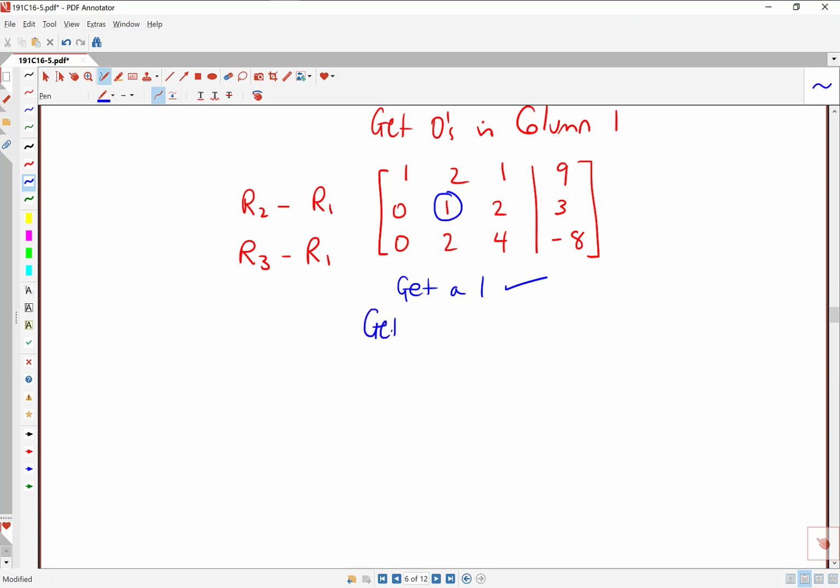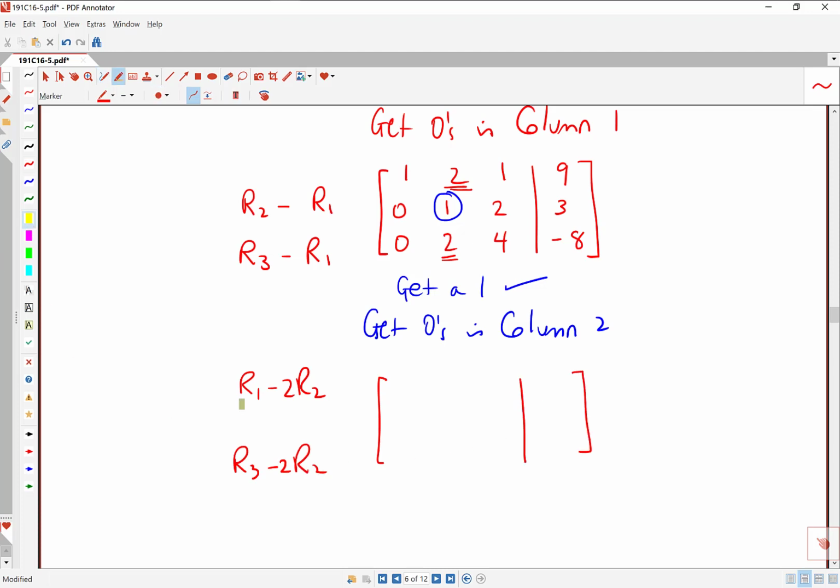So then we're going to get zeros in the rest of column 2. So the correct operations would be row 1 minus 2 row 2, and also row 3 minus 2 row 2. So let's just focus in on the bottom row because something interesting is going to happen here. So let's go row 3 minus 2 row 2, and we're going to get 0, 0, 0, minus 14.